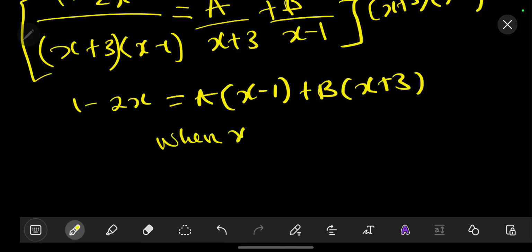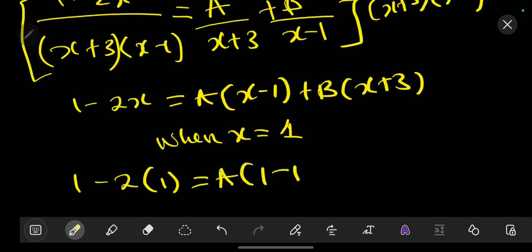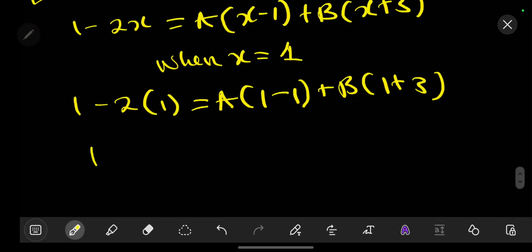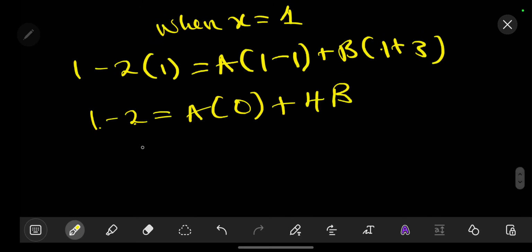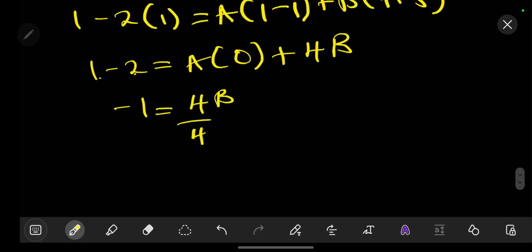So we are going to say when x is equal to positive 1, we are going to have 1 minus 2, where there is x, we put 1, should be equal to a, 1 minus 1, plus our b, 1 plus 3, which will give us 1 minus 2 should be equal to a, 1 minus 1 is 0, plus 1 plus 3 is 4, so we have 4b like that. 1 minus 2 is equal to negative 1, should be equal to, this is 0, so we have our 4b like that. We divide over 4, our b value should be equal to negative 1 over 4 like that.